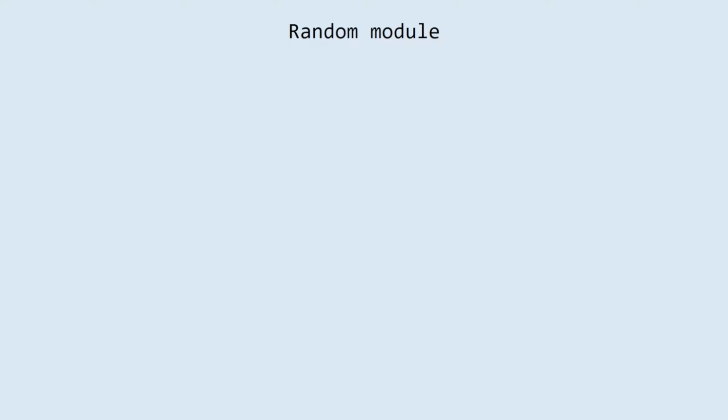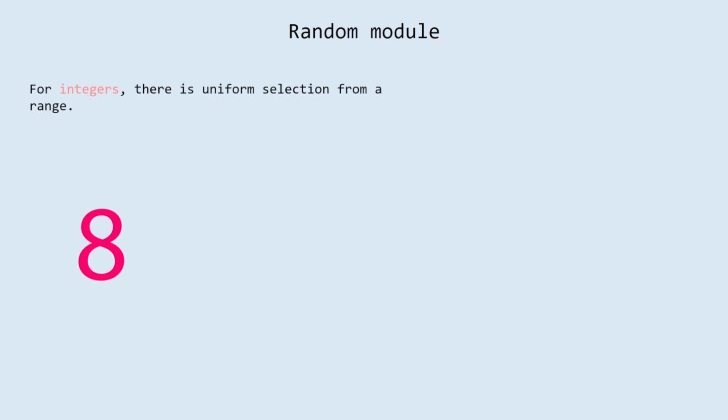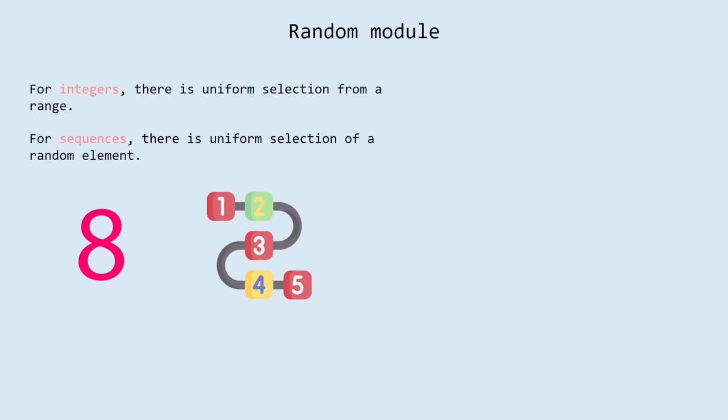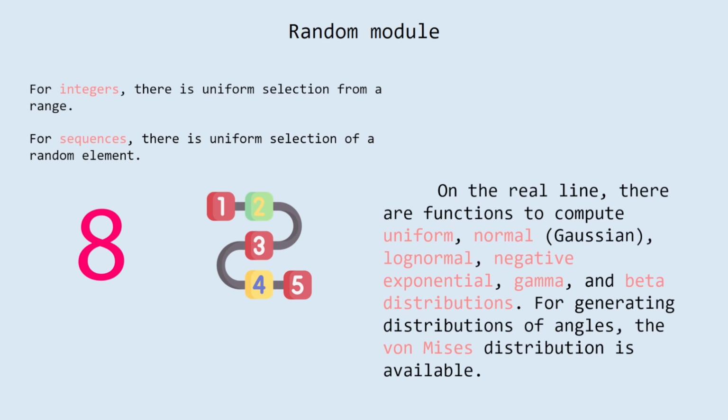Random module. For integers, there is uniform selection from a range. For sequences, there is uniform selection of a random element. On the real line, there are functions to compute uniform, normal, Gaussian, log normal, negative exponential, gamma, and beta distributions. For generating distributions of angles, the von Mises distribution is available.